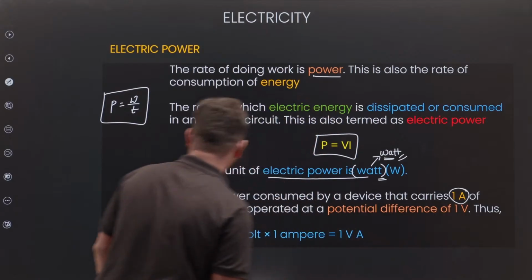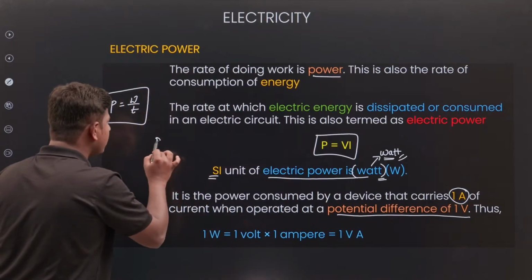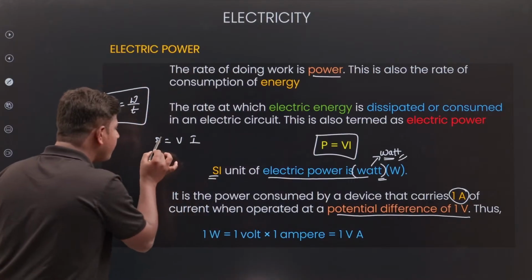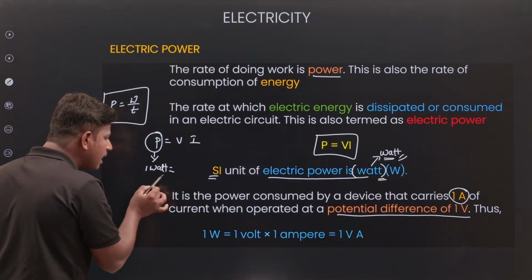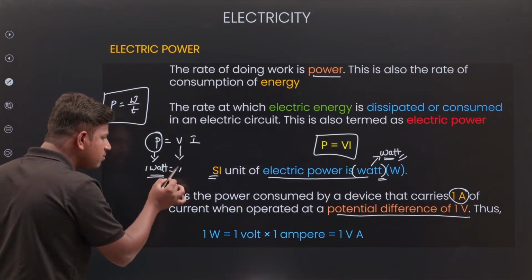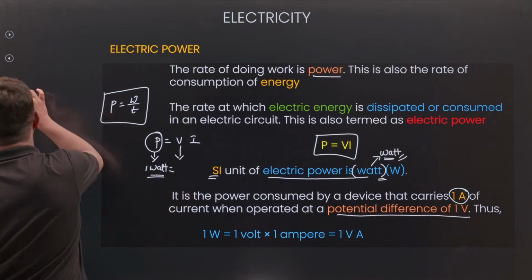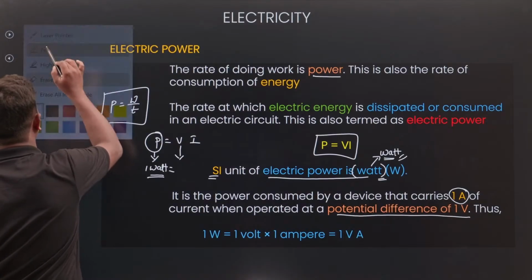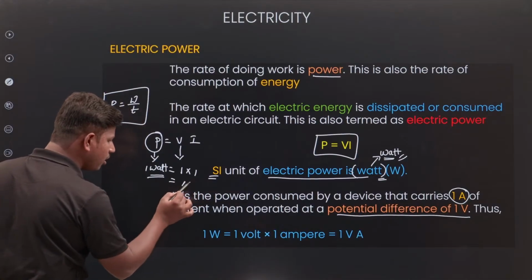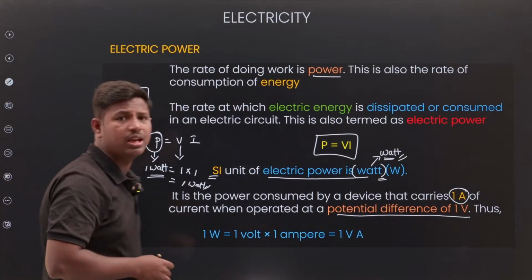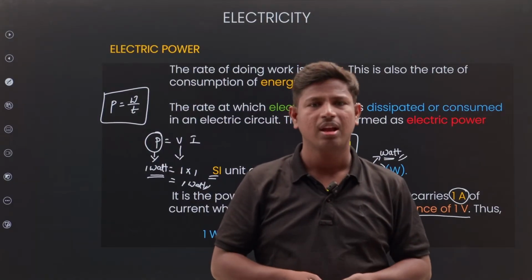See, the power consumed by a device that carries 1 ampere of current when operated at a potential difference of 1 volt. P is equal to VI. When you get 1 watt of power, the left-hand side is 1, that means potential is 1 and current is also 1. Then you will get 1 watt of power in a circuit.